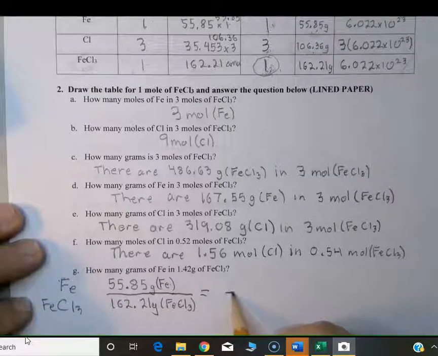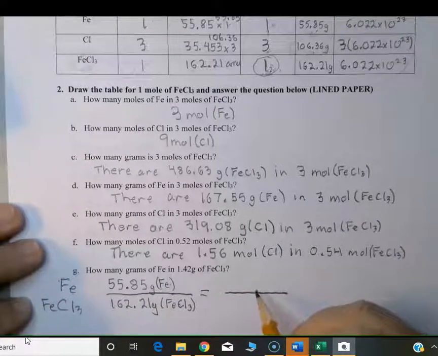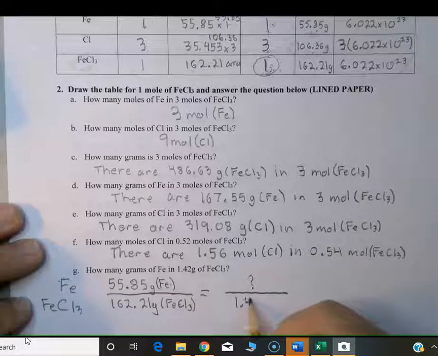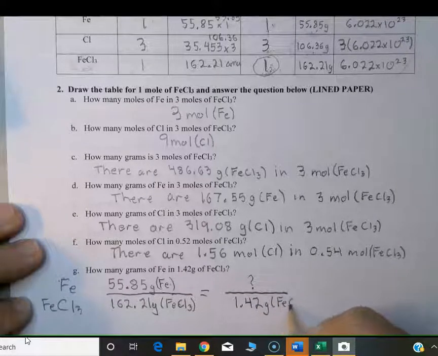Okay, so over here, I'm going to draw a second ratio, and we want to know how many grams of iron, so that's our question mark, or you can put an X, for every 1.42 grams of FeCl3. Again, we're just in cooking class here. We're scaling things down. We don't need to make enough cupcakes for an entire school. We just want to make some for our class. We only need this many. So we're going to need a lot less of the ingredient up here.